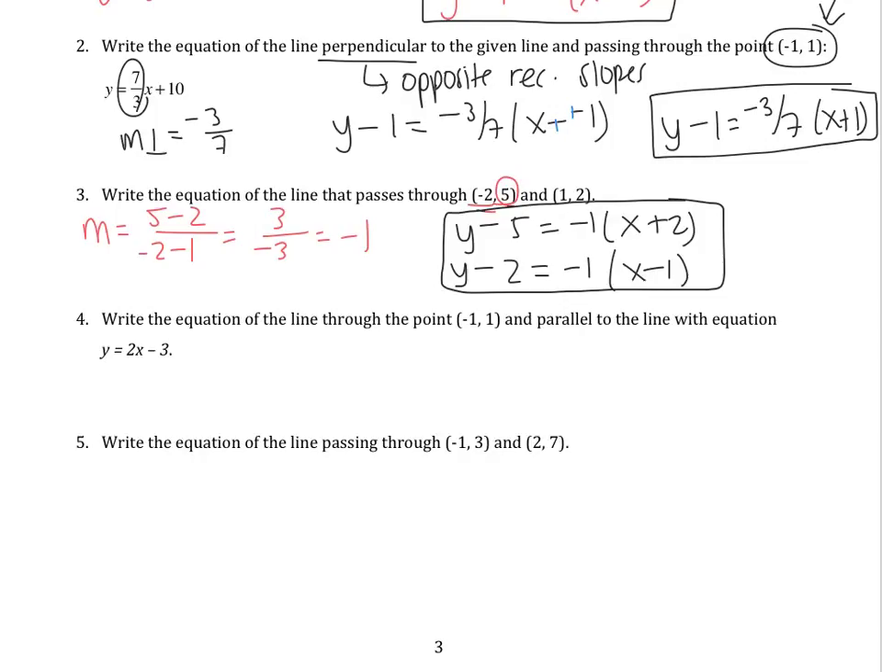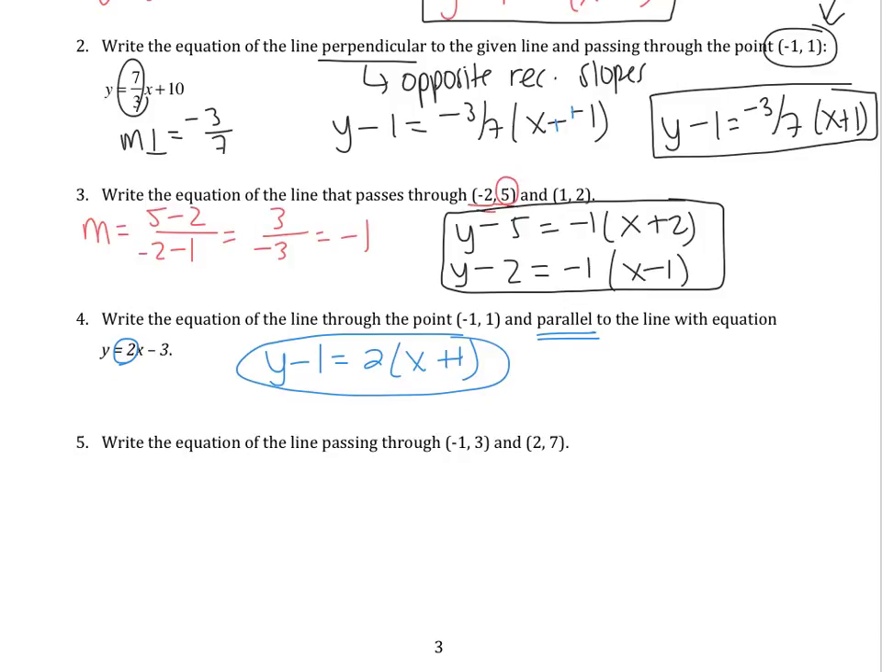Okay, let's see how we did with 4. Now it tells you this time we want a line that's parallel. Parallel means same slope. In the equation we have, the slope is 2, so our parallel line is also going to have a slope of 2. Using point-slope form, I get y minus 1 equals 2 times (x plus 1), because x minus negative 1. So that should have been your answer.